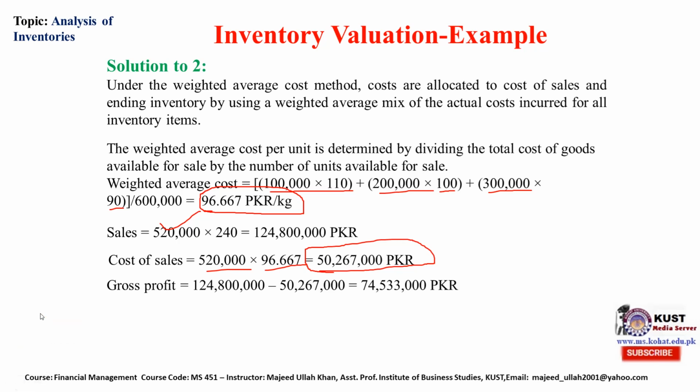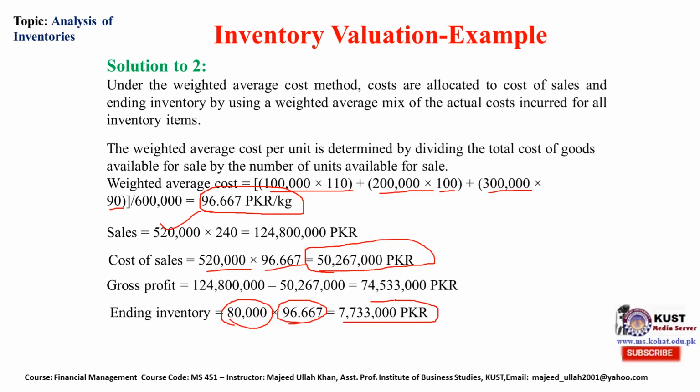Now inventory cost will be allocated at the rate of this average unit cost. 80,000 units remain in inventory, so we will allocate this cost under weighted average cost method. So that is 7.7 million 33,000 rupees is inventory, will be shown on the balance sheet.